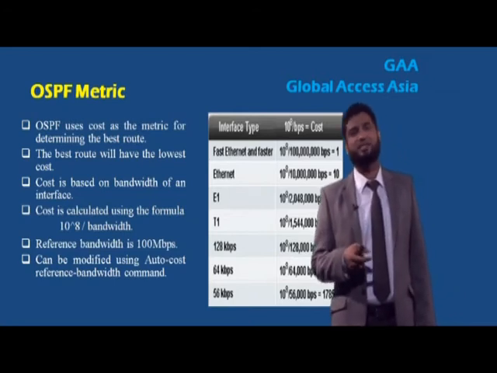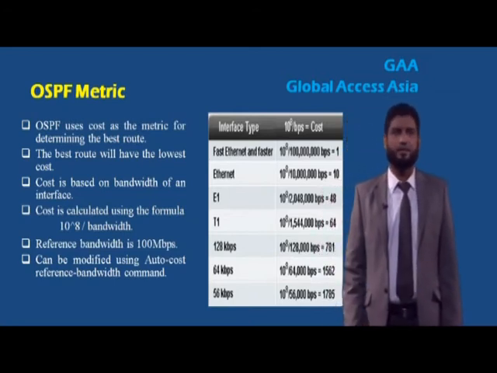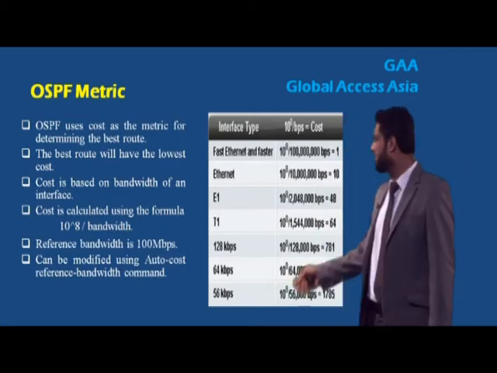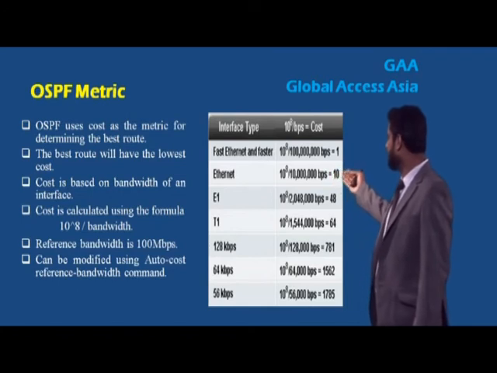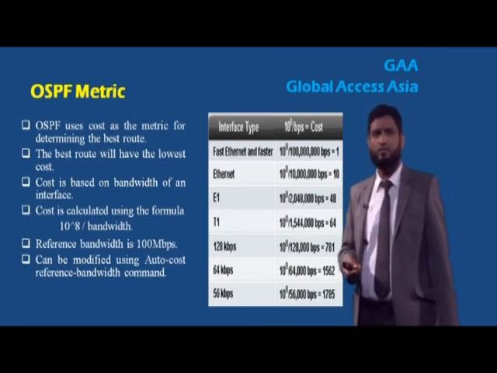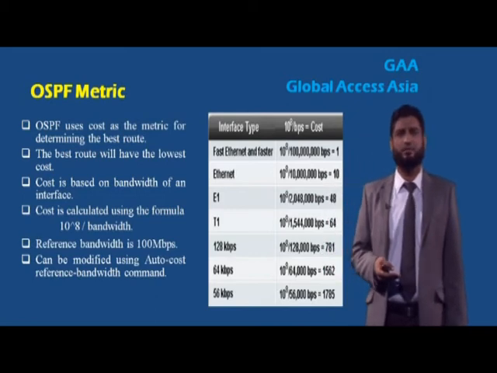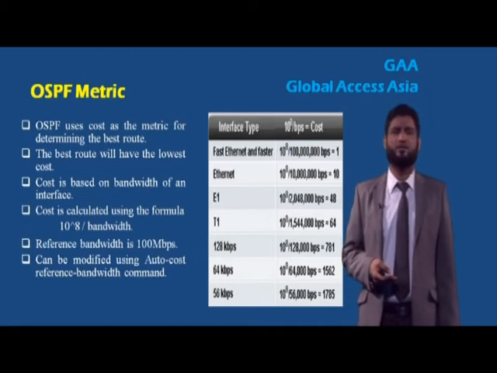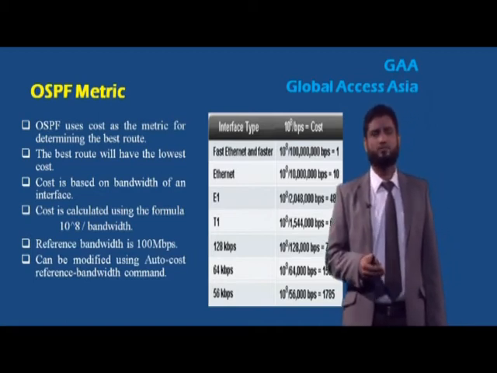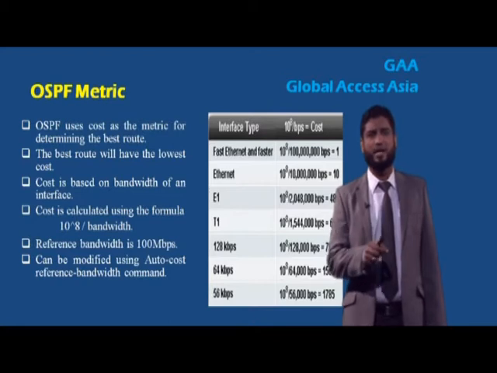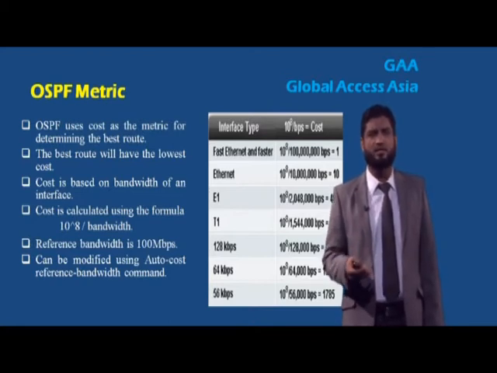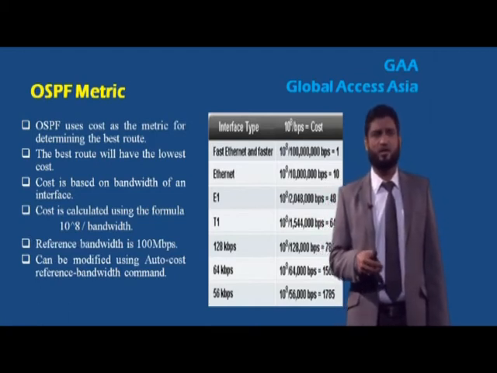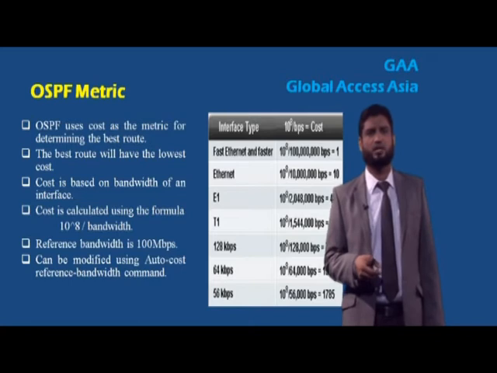And the cost is based on the bandwidth of an interface. Cost is calculated using the formula 10 to the power 8 divided by bandwidth. The reference bandwidth is 100 Mbps, megabits per second, and can be modified using the auto-cost reference-bandwidth command. Also, we can directly write the bandwidth command from the command line interface, as well as the auto-cost reference-bandwidth command, and also ip ospf cost.